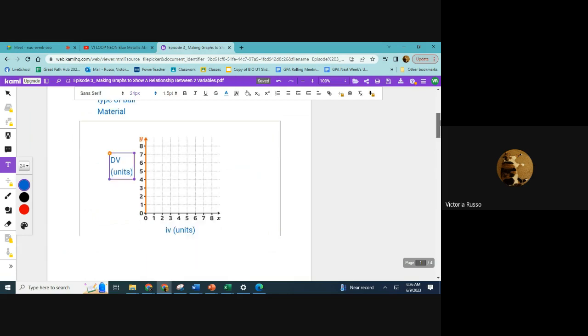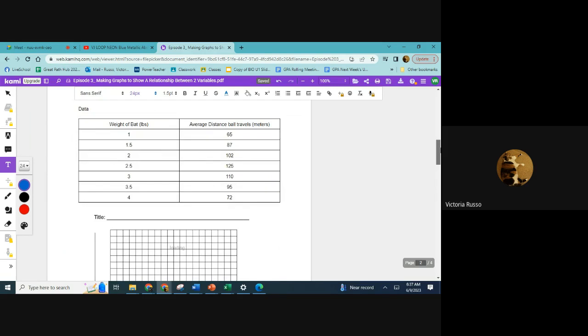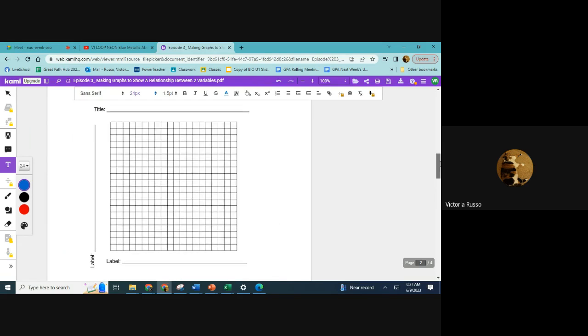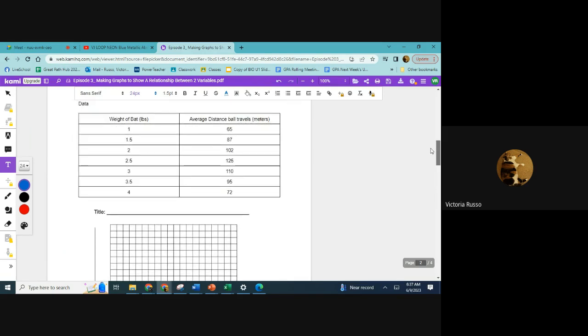All right, so we're actually going to graph this data, and I'm going to graph it on Kami, but it is difficult to graph on Kami. So if you can print this out, feel free to print it out. But again, I'm going to struggle with the graph on Kami, so you can too.